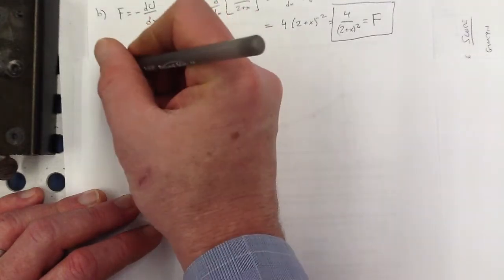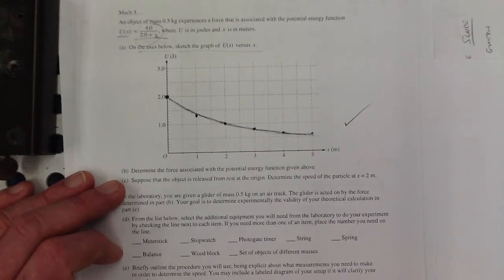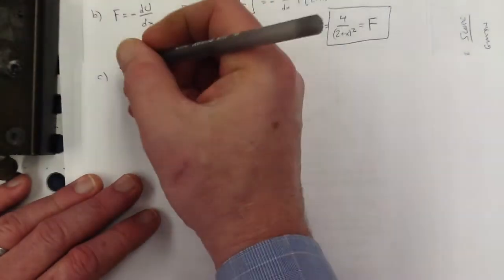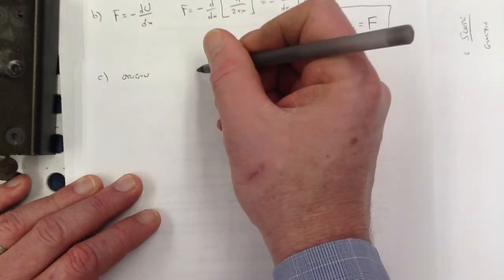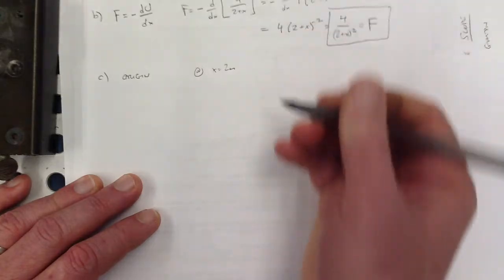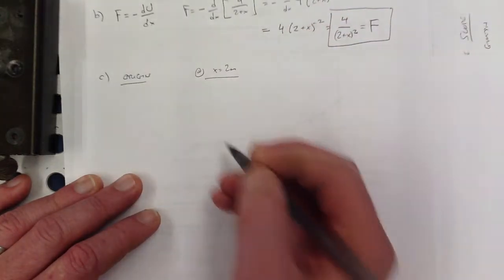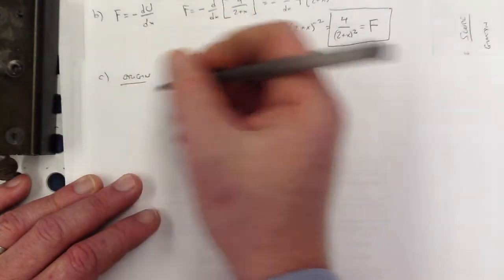Okay, so how about part C? Suppose that the object is released from rest at the origin. Determine the speed of the particle at x equals 2 meters. Okay, so at the origin and at x equals 2 meters, the total mechanical energy is the same for both, right?